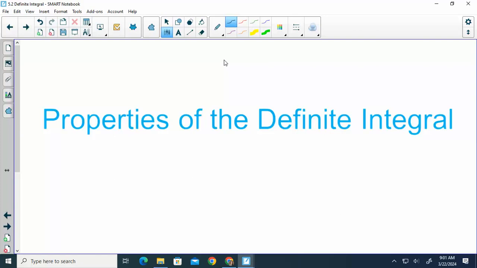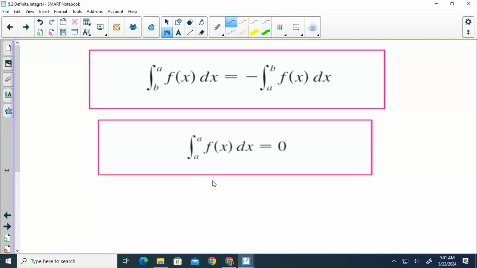Now, there are a couple results. We have been integrating from A to B. The first property says if you want to flip those, if you want to go in the opposite direction, it's just the opposite of the integral. So if I integrate from 0 to 4 and I get 5 for my answer, then if I integrated starting at 4 and going back to 0, it would be negative 5. So it's like negative if you do it in reverse.